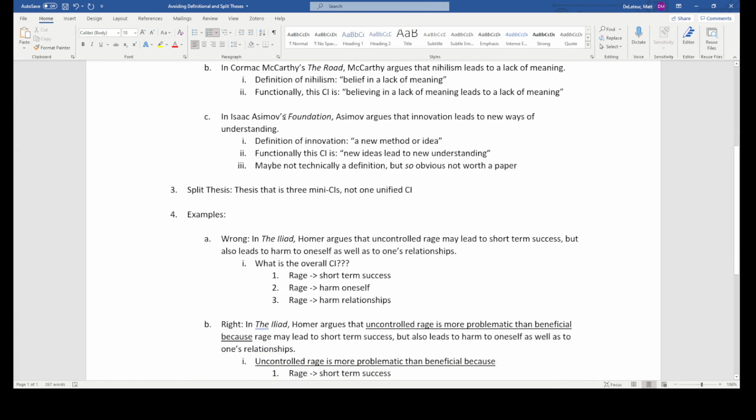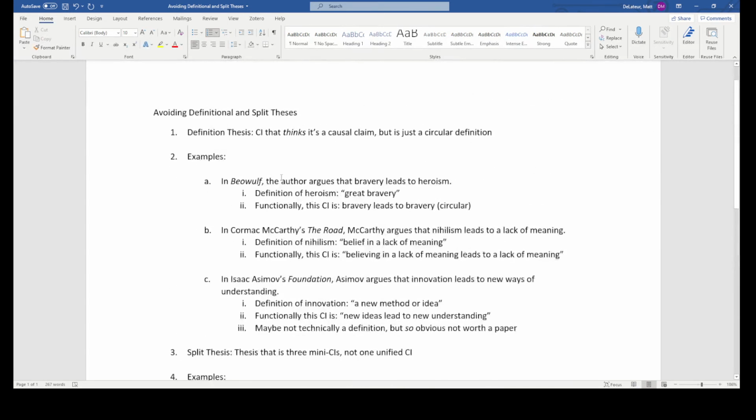One last one. In Isaac Asimov's Foundation, Asimov argues that innovation leads to new ways of understanding. Now, is innovation the exact same thing as new ways of understanding? Well, the definition is a new method or idea. So functionally, if we do our substitution, what we've got is new ideas lead to new understanding. So maybe this is not technically a definition, but it's so obvious that it is not worth a literary analysis paper, okay? I do not want to read a paper that tells me that new ideas lead to new understanding. But it's pretty much a definition, even if it's not technically.